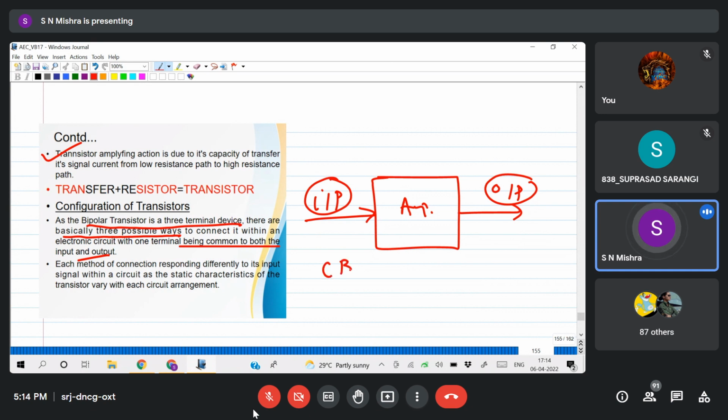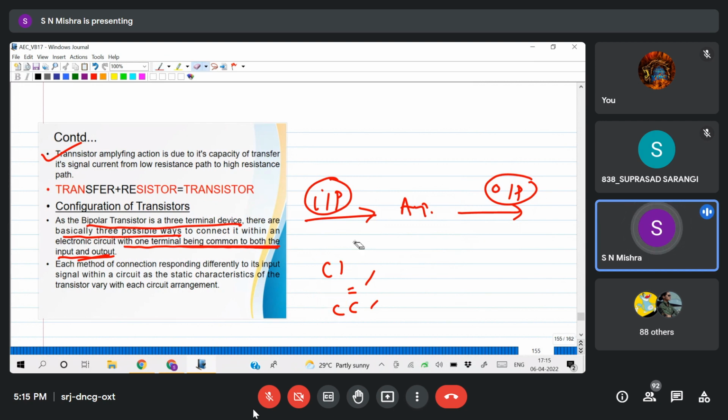There are three configurations. Common base means CB mode or CB configuration. Common emitter, that is CE. Common collector, that is CC configuration. You know there are three terminals: emitter, base and collector. So the common terminal is added to the name to get the different configurations. What is the advantage, and how will we identify this configuration? We'll see. Here it is written: one terminal is common to both input and output.